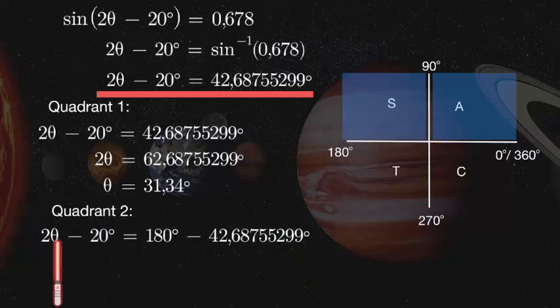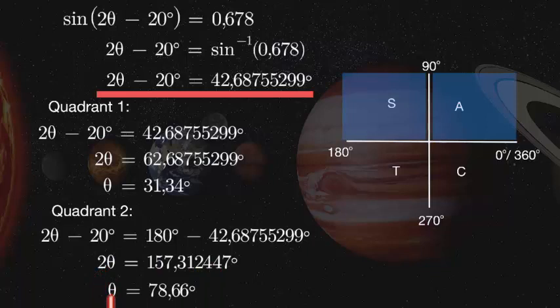And then we solve for theta normally. So this minus 20 goes to the other side, becomes plus 20. And once we do all of this, we see that 2 theta is equal to 157,312,447 degrees. Then we divide with this coefficient, and theta is equal to 78,66 degrees. Now we can go and test our answers. If we take this 78,66 degrees and put it in the place of theta, you will see that this angle that you calculate will be between 90 and 180. And if we do this entire sum, we will see that it ends up with that ratio.